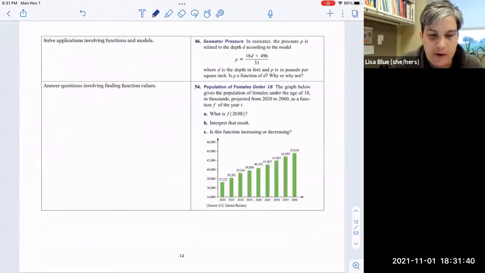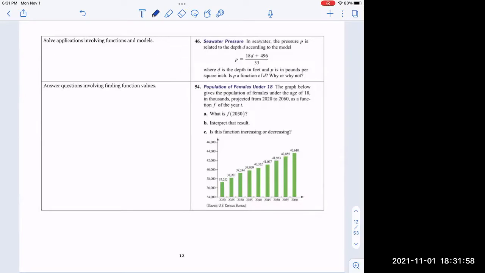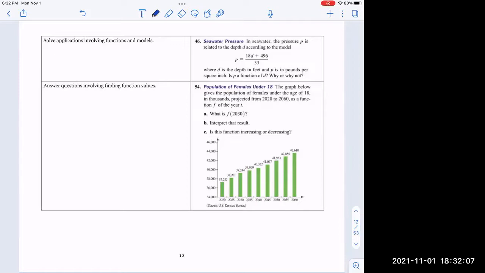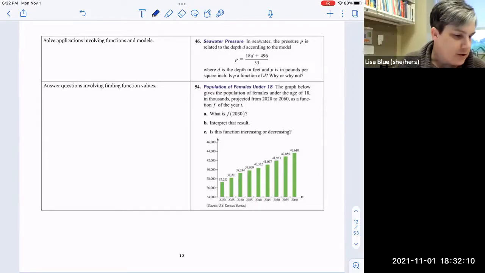All right, next page. Solve applications involving functions and models. That would be question 46. Or answer questions involving finding function values, question 54. And also question 58 on the next page. Let's do them all. Okay, so if we want to solve an application involving functions and models, our first one is on seawater pressure.